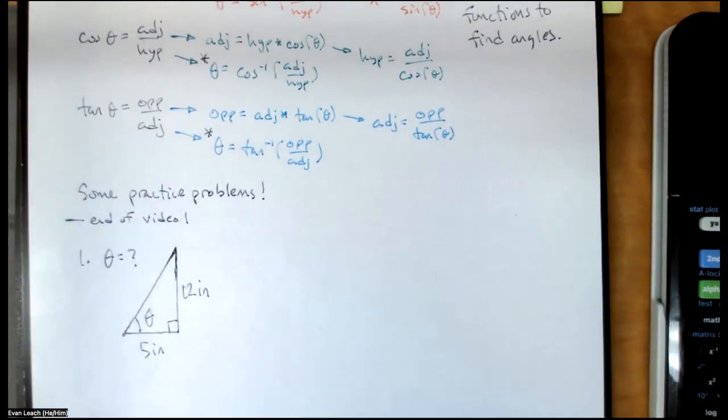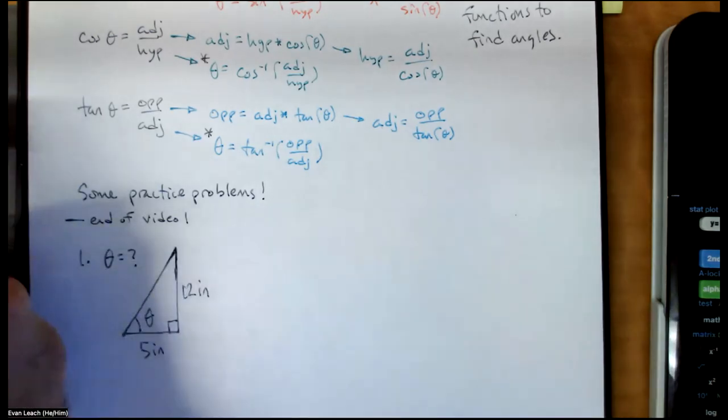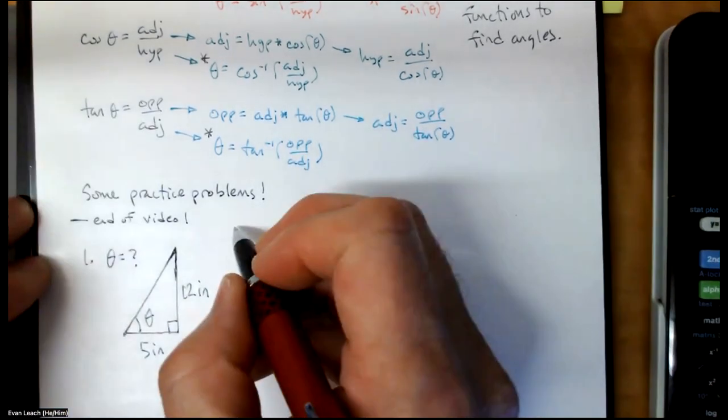All right, let's take a look at what we're given. So we have given information. I'm looking for theta, and I've got 3 pieces of information. The side opposite theta is 12, the side adjacent to theta is 5, and we have that this is a right angle. So I want you to notice this is 3 pieces of information. I've got half the information about the triangle.